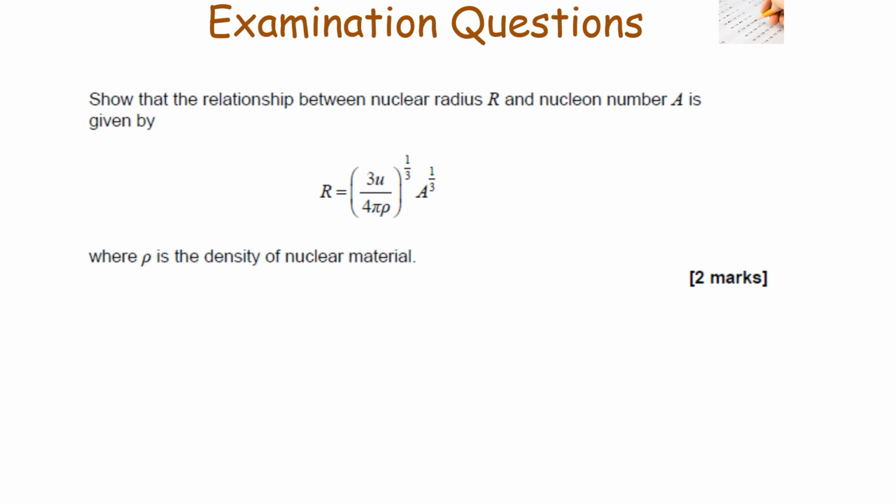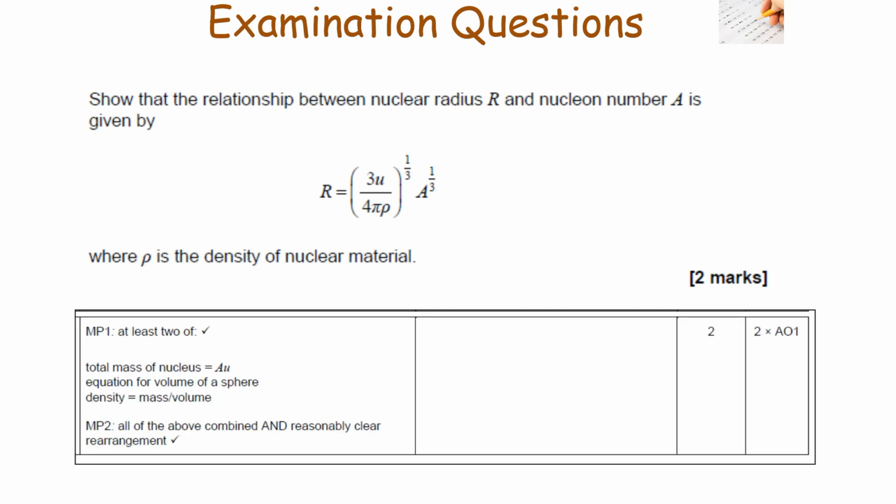Well, the first thing you've got to do is think about how you can use your different equations to bring them all together. The first thing to note is that the total mass of the nucleus is going to be A, which is the nuclear number, times u, the atomic mass unit. We know our equation for the volume of a sphere is 4 over 3 pi r cubed, and we know that density is mass over volume. So we can put in our equation for mass, Au, divided by our equation for volume, 4 over 3 pi r cubed, and then we can rearrange it to make R the subject. So we can work that through and we get our answer as follows.